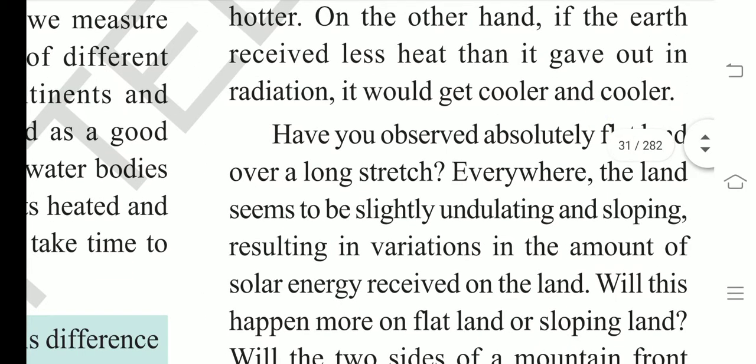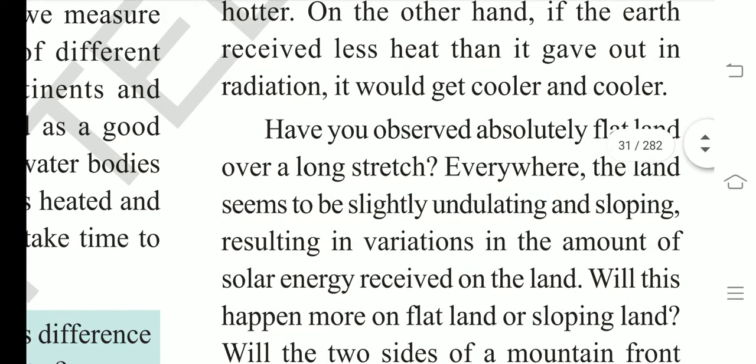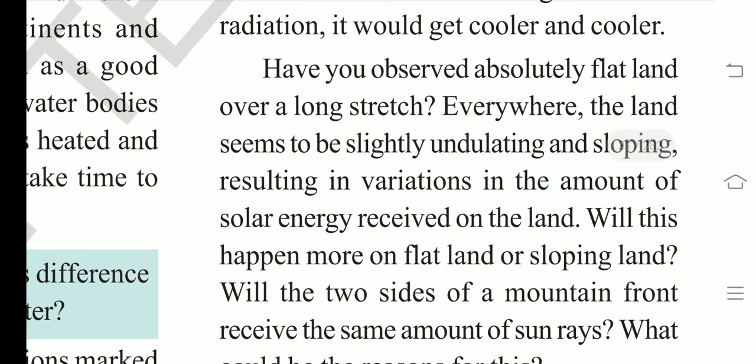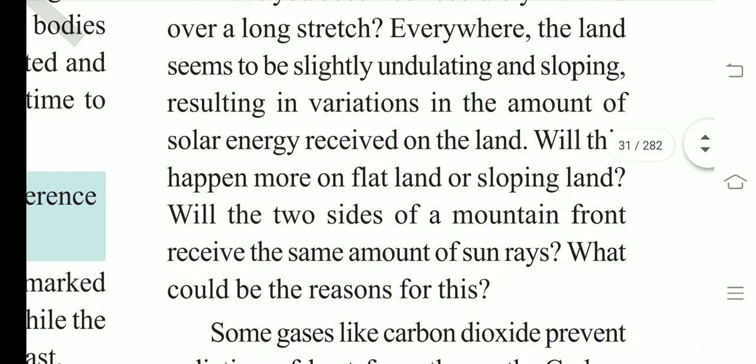Everywhere the land seems to be slightly undulating and sloping, right? In the office of our school, we see the table is flat, right? But Earth's surface is not flat. We see that all the places on Earth's surface are undulating. Somewhere it is high, somewhere it is low. There is sloping, right? So these are all the variations we find on Earth's surface.